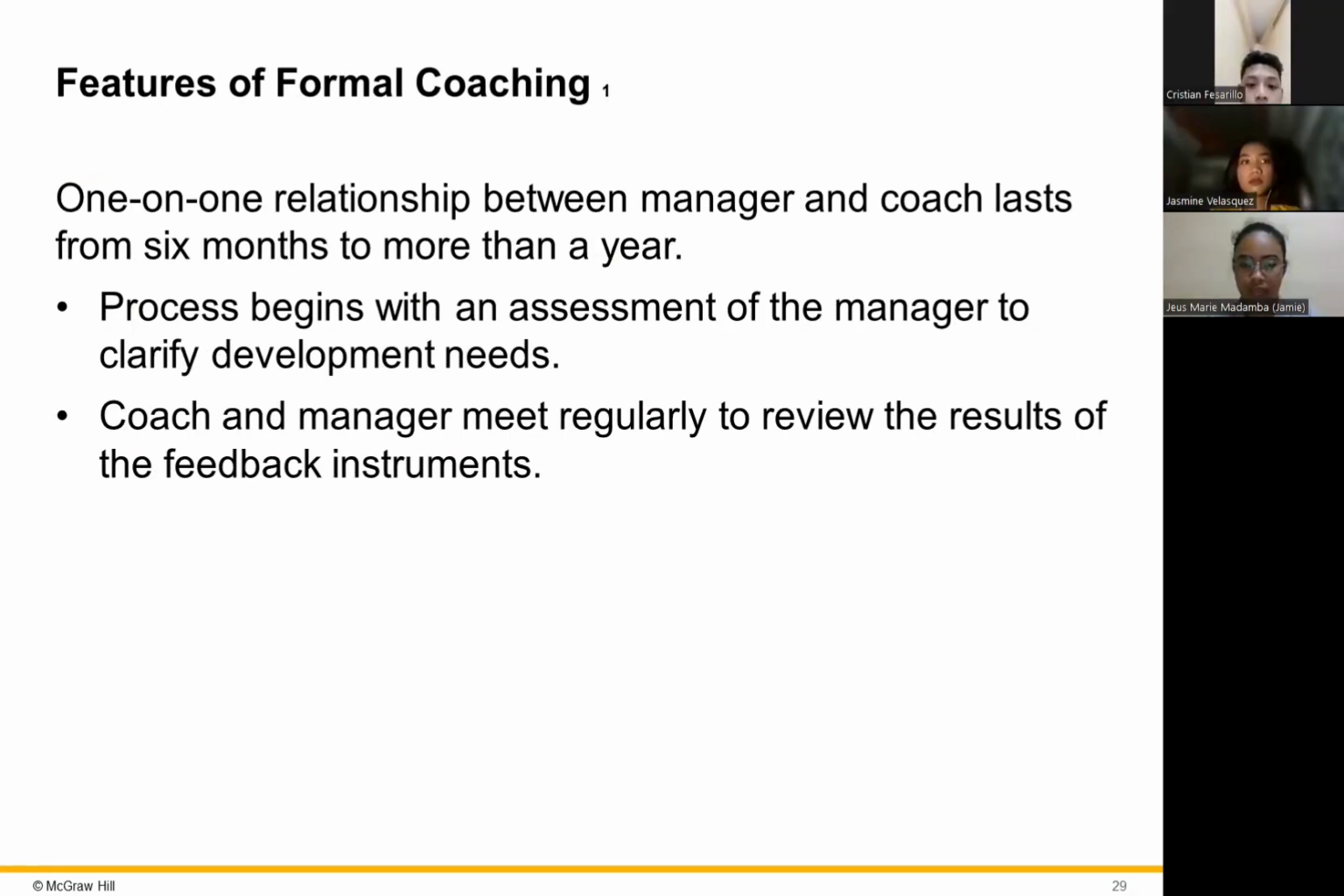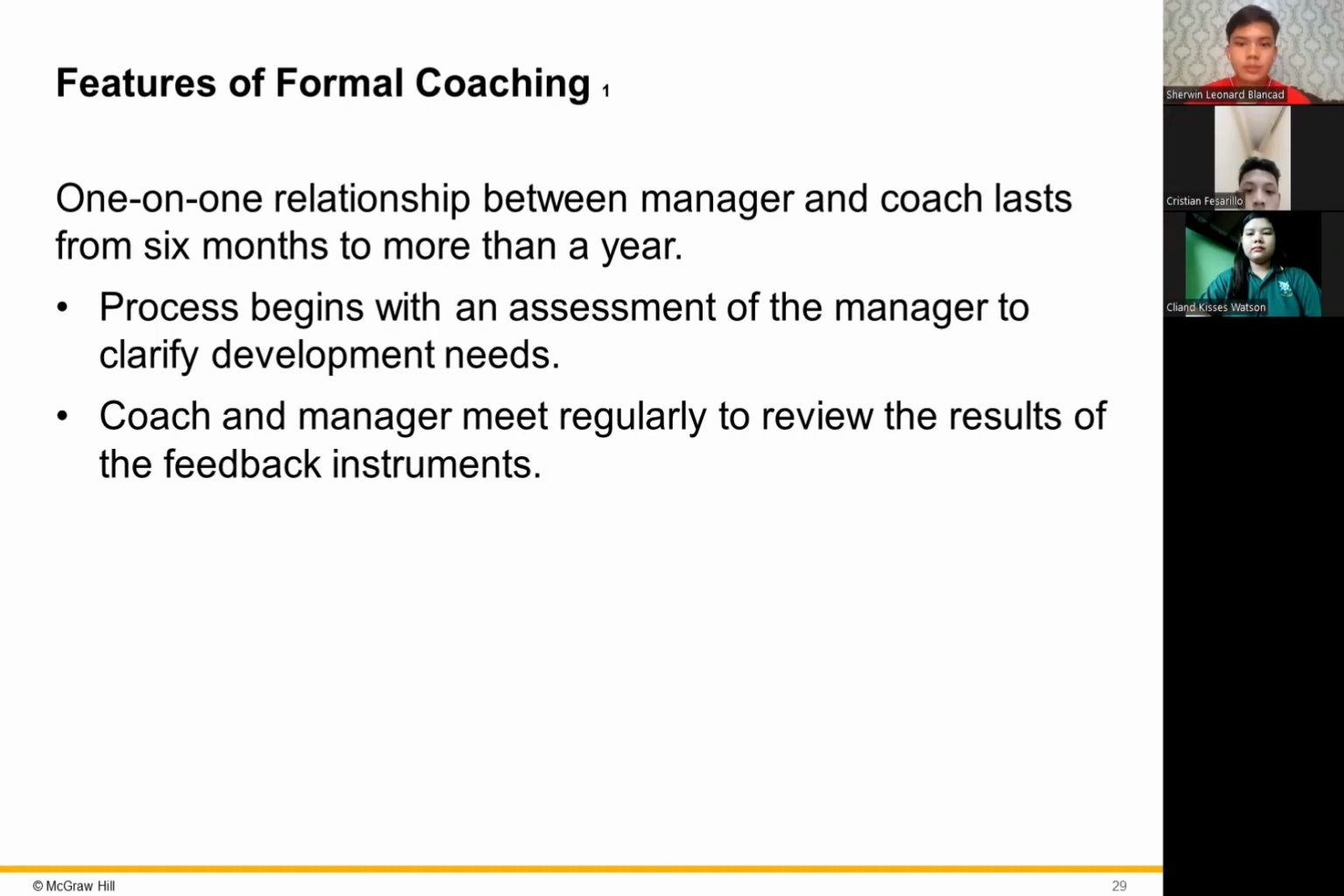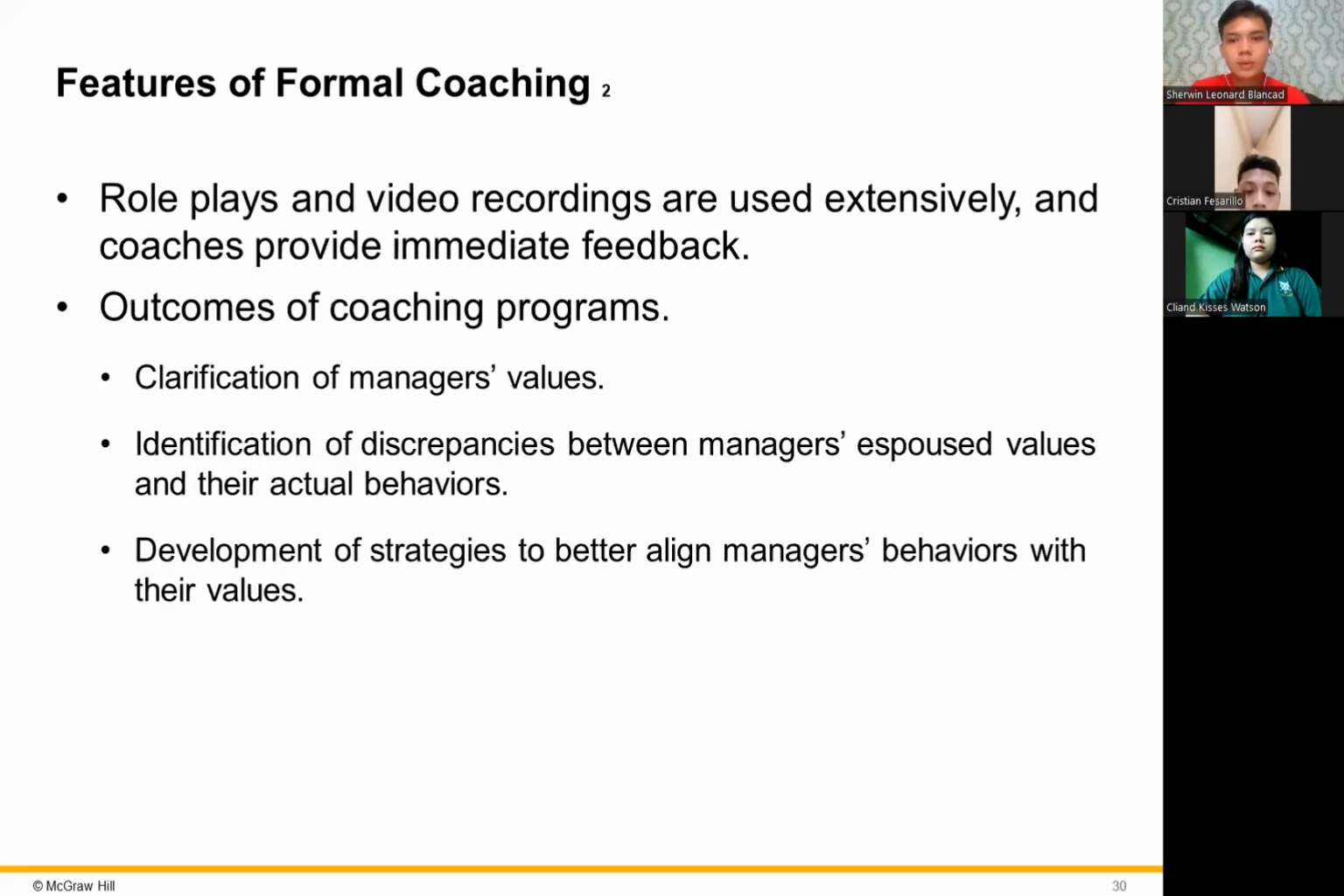Features of formal coaching. A one-on-one relationship between manager and coach lasts from 6 months to more than a year. The process begins with an assessment of the manager to clarify development needs. Coach and manager meet regularly to review the results of the feedback instrument. Role play and video recording are used extensively, and coaches provide immediate feedback.